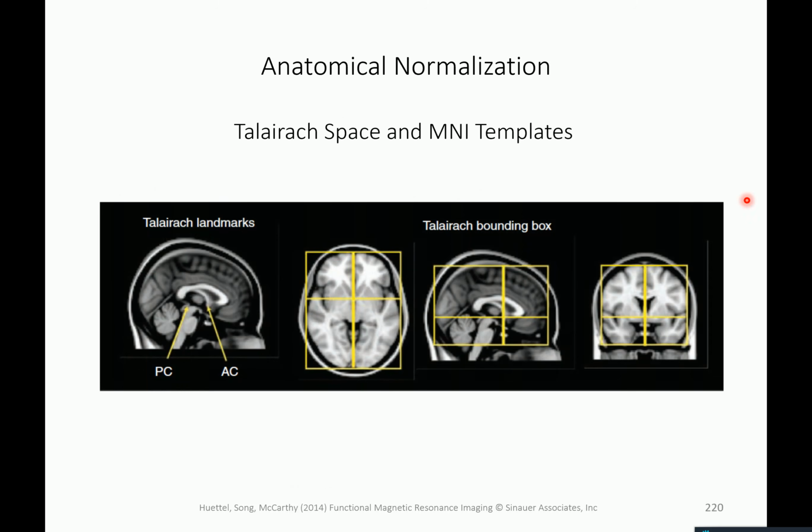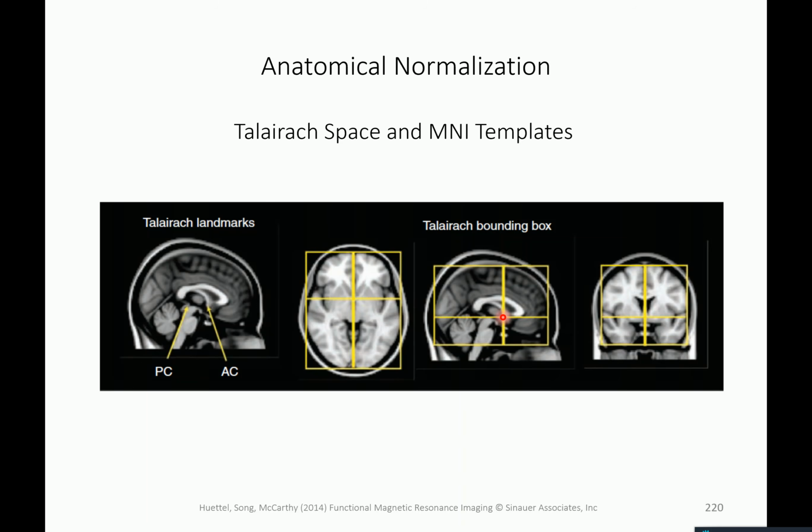So how does it look? This is what it means. So Talairach space is defined as follows. Here you have the anterior commissure and the posterior commissure. This is the origin of the Talairach space. So this is the 0, 0, 0 point.